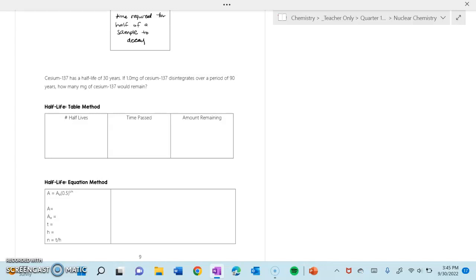So here's our example. Cesium-137 has a half-life of 30 years. That means after 30 years, half of our sample is going to have decayed. If 1 milligram of cesium-137 disintegrates over a period of 90 years, how many milligrams of cesium-137 would remain? Before we actually do this problem, I want you to just think through 90 years. If a half-life is 30 years, how many half-lives are going to pass? Well, 30 is once. Add 30 and we get to 60, that's 2 half-lives. Add 30 more and we get to 90, there's 3 half-lives. So over the course of this particular problem, we're going to go through 3 half-lives.